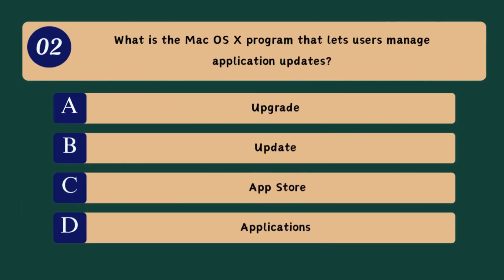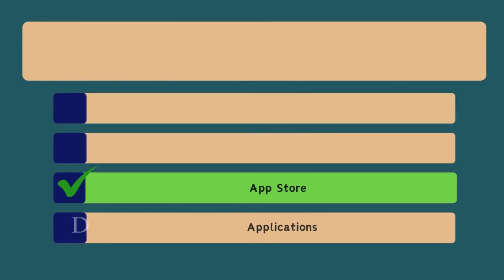Question 2. What is the Mac OS X program that lets users manage application updates? A. Upgrade. B. Update. C. App Store. D. Applications. Correct answer. C. App Store.